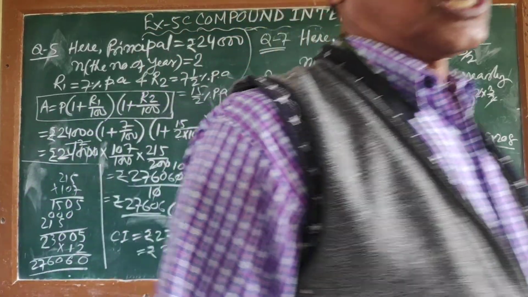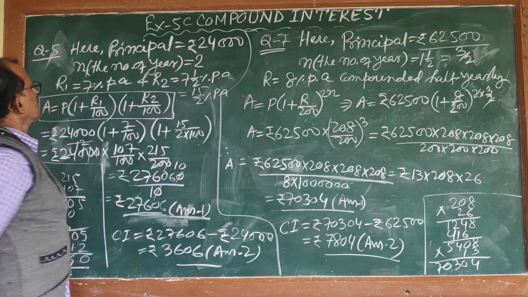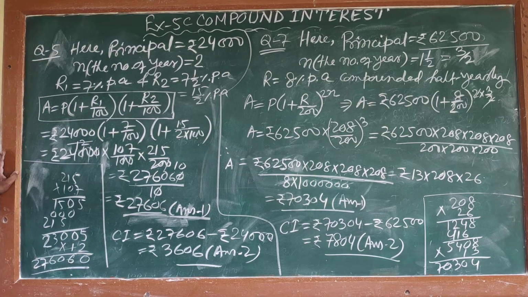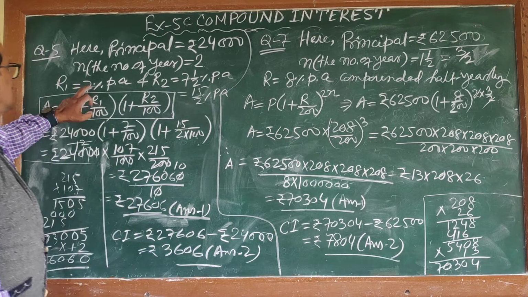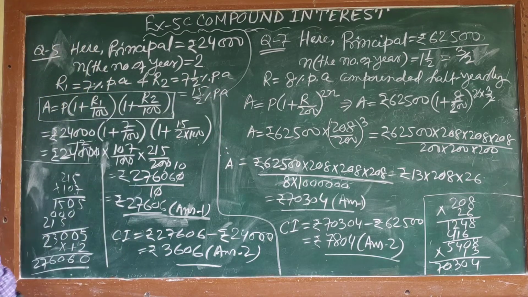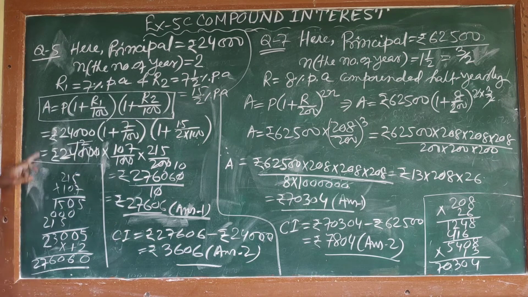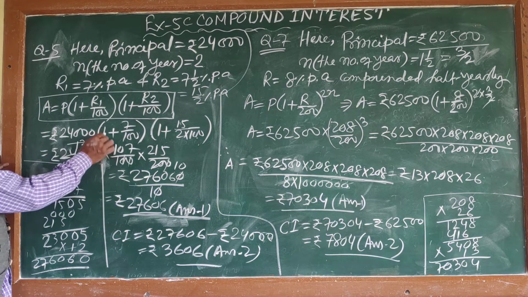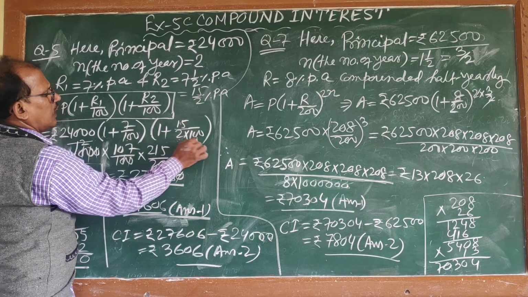I have taken question number 5, where the principal is given as 24,000 rupees, the number of years is 2, R1 is 7% per annum and R2 is 7.5% per annum. Meaning the first year the rate was 7% per annum and the second year it was 7.5%. So what will be the formula? The formula obviously will be A = P into (1 + R1/100) into (1 + R2/100). Then you put P as 24,000, (1 + 7/100) into (1 + 15/200), because 7.5 is equal to 15 by 2.